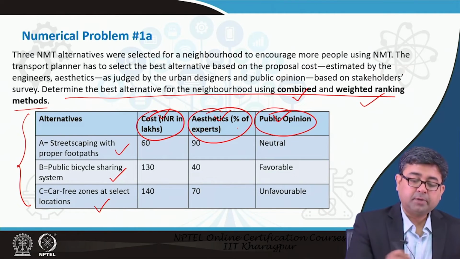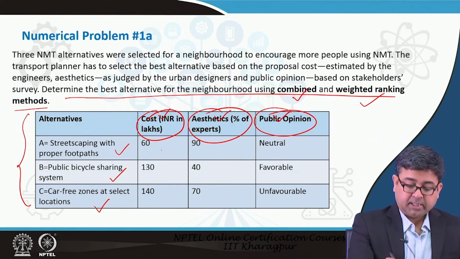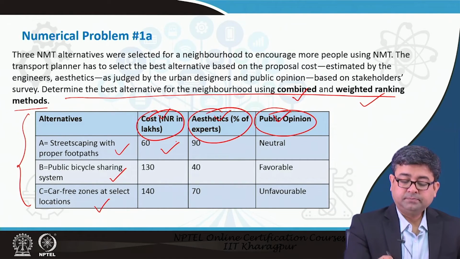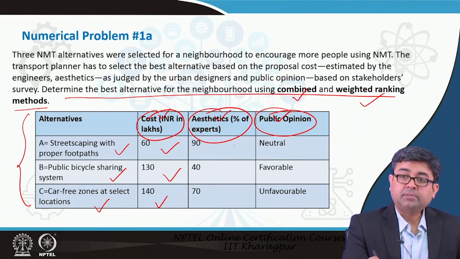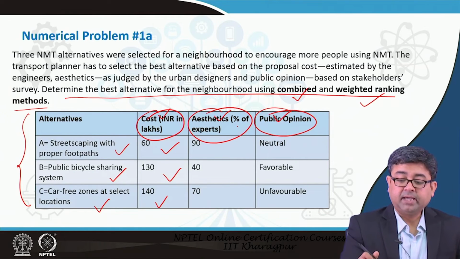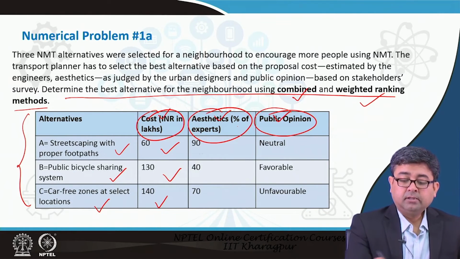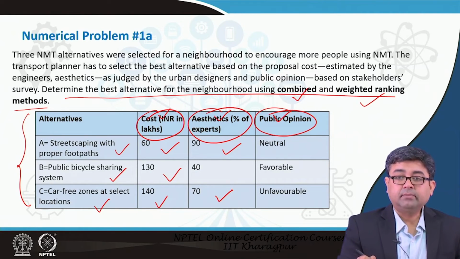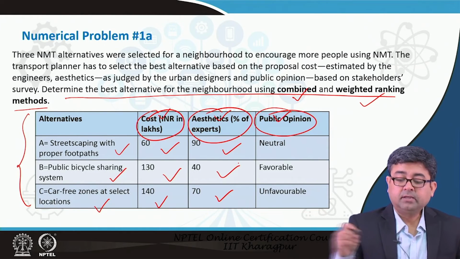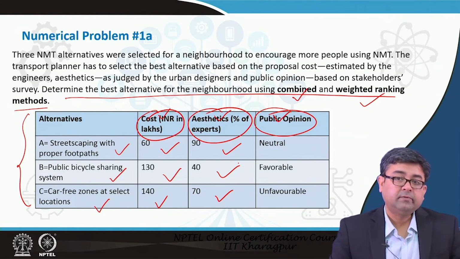Now, in the cost of the project, we see that project A is the least in cost, project B is the second highest, and project C is the most expensive. Whereas, when it comes to the experts who think which of the projects will be aesthetically the best, they say that project A, which is the least expensive, will be the most aesthetically good looking, whereas project C would be the second best, with 70% of the experts thinking that it will be aesthetically good, whereas for the public bicycle sharing system only 40% of the experts think so.